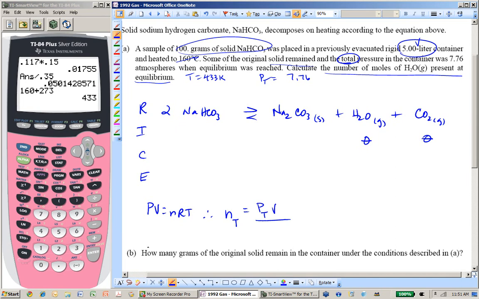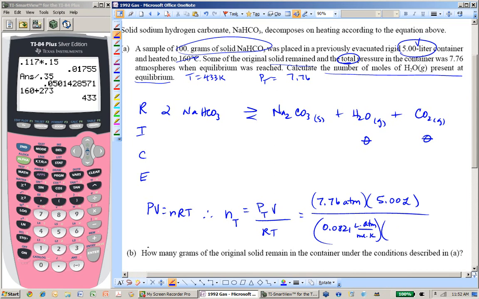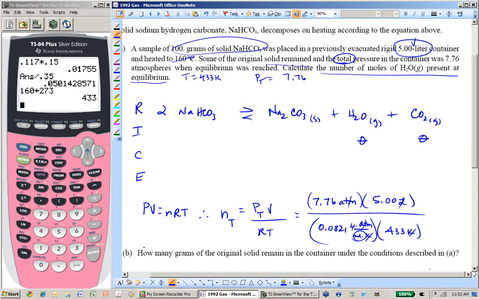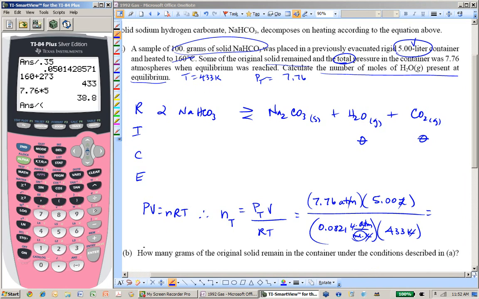But it's a one-to-one stoichiometry. So when I get the total number of moles, I just cut it in half. n total over RT equals 7.76 atmospheres total over total volume, R, and 433 Kelvin. So kelvins cancel, atmospheres cancel, liters cancel, 1 over moles is a mole, and I'm seeking moles, so that's a good thing. I'm going to get total moles. So 7.76 times 5, I'll get my numerator, divided by, open a paren, R times 433. I missed a 4.